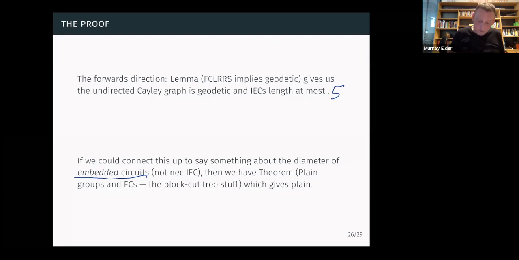And once we have a bound on the diameter of embedded circuits, we can build the block cut tree and say that it has finite stabilizer, etc., and you get plane. So that's the big picture of the proof, and it's all boiling down to, I've got a geodetic Cayley graph with isometrically embedded circuits of length at most 5. What can I say about embedded circuits?